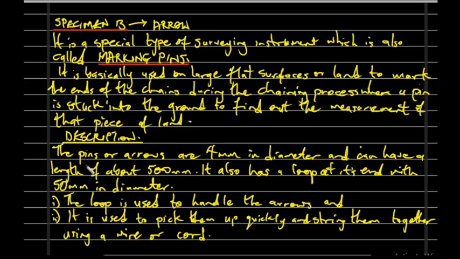So the description: the pins or arrows have about 4 millimeter diameter. They can have a length of about 500 millimeter. It also has a loop at its end. The loop at the end of that marking pin usually is 50 millimeter in diameter.